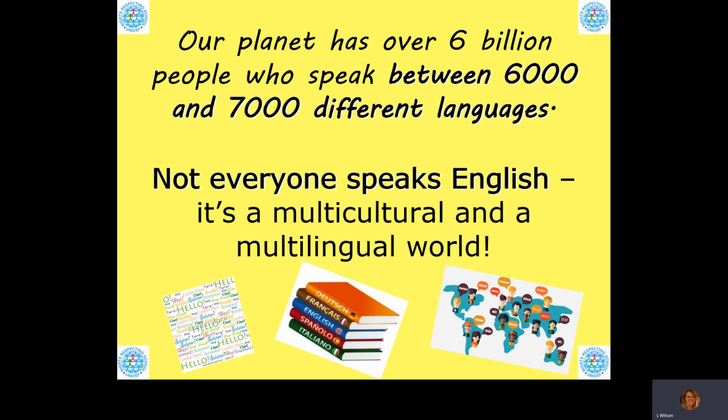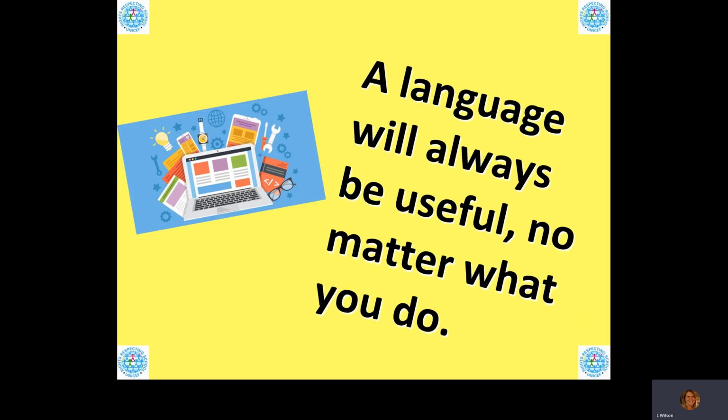Remember that our planet has over 6 billion people who speak between 6,000 and 7,000 different languages, and it's certainly not true to say that everyone speaks English. We live in a very multicultural, multilingual world. So think about that when you're thinking about your opportunities.